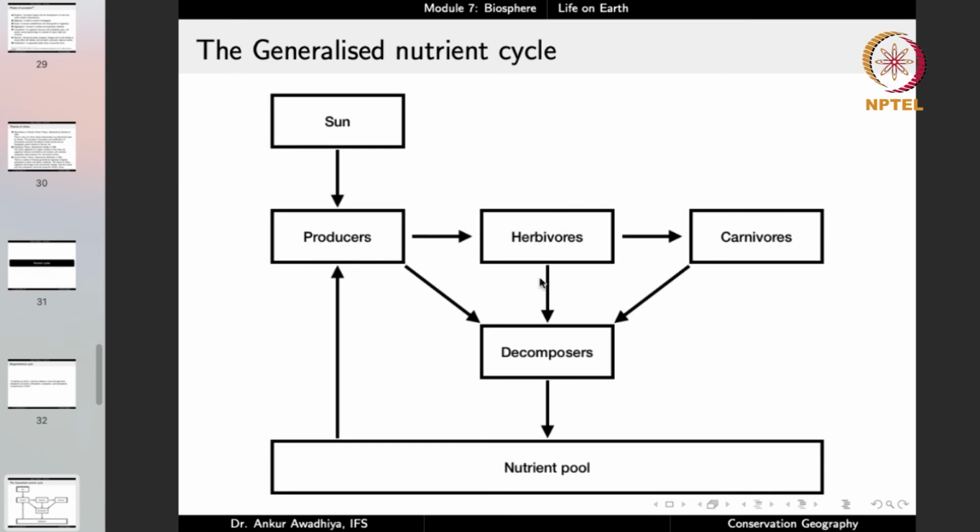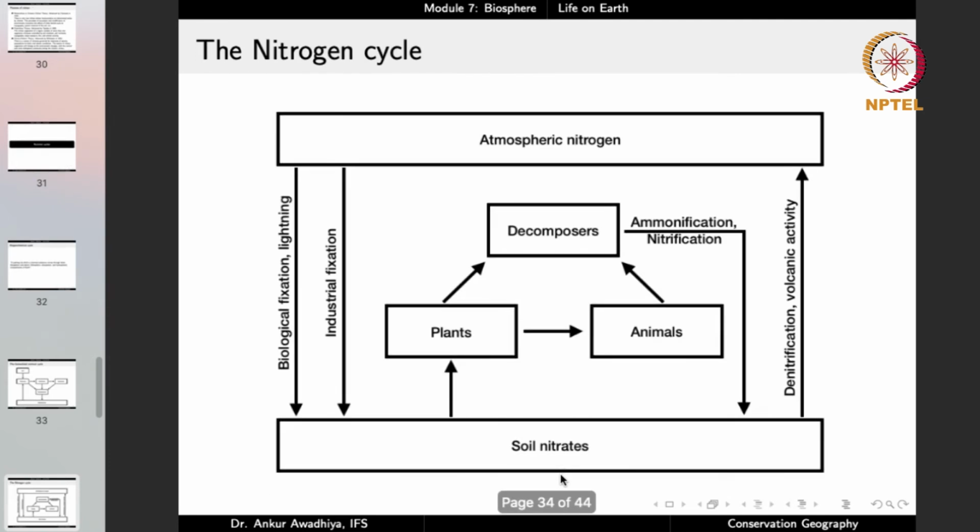Now, once they have made this food, it is available for various other organisms, such as the herbivores. So, where does the deer get its food from? It gets it from the grasses. In this way, the energy and the nutrients move from the plants to the animals. And from these animals, they move to even higher animals, that is, the carnivores. So, the tiger also gets its food in the same process. And when the plants, the herbivores and the carnivores die, their bodies are acted upon by the decomposers and the nutrients are moved back into the nutrient pool. So, this is the generalized nutrient cycle.